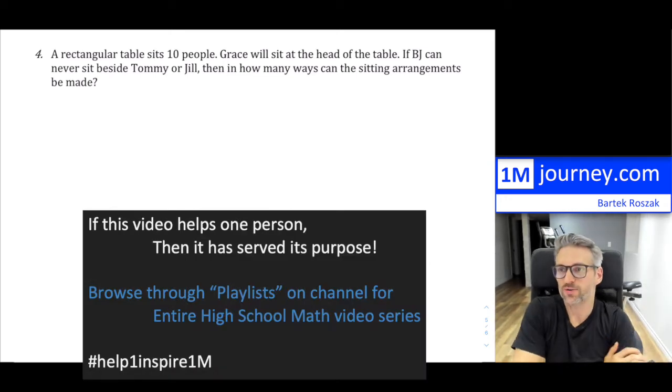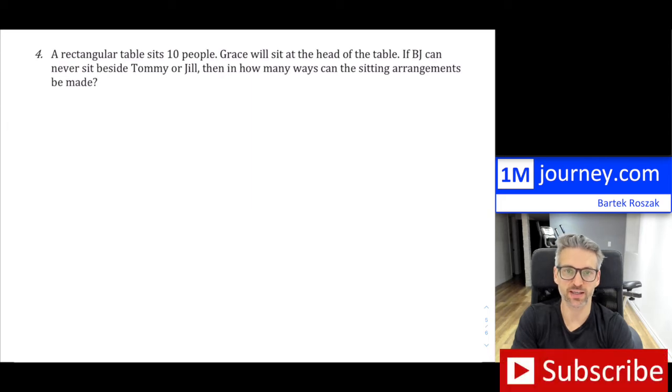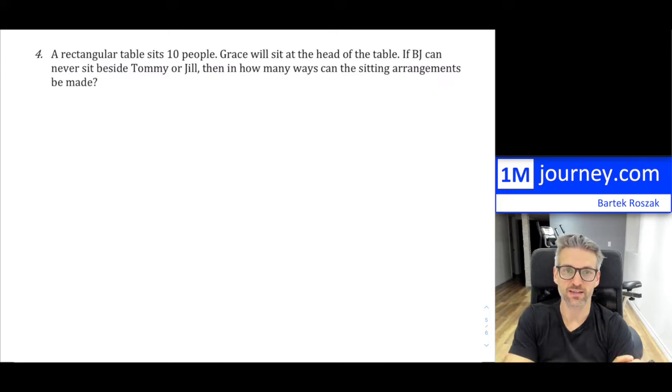All right, so here's another example in terms of counting. So ordered counting. We have a rectangular table and it sits 10 people. It says that Grace will sit at the head of the table. And now if BJ can never sit beside Tommy or Jill, then in how many ways can the sitting arrangements be made? So this is a hard question to be able to do.